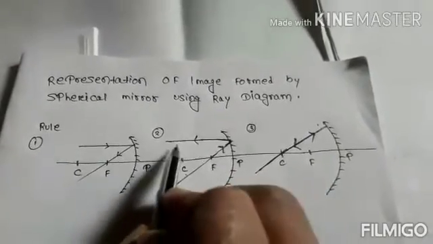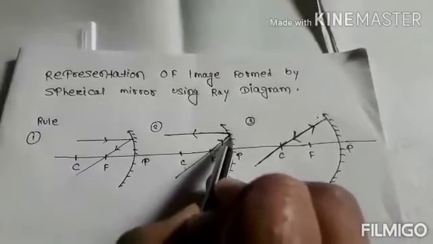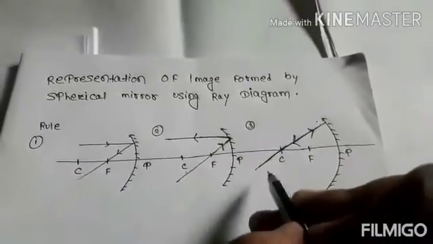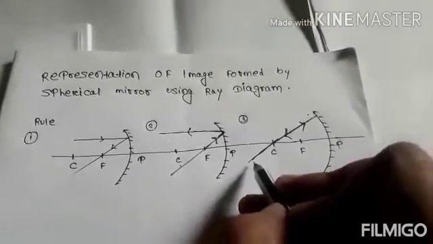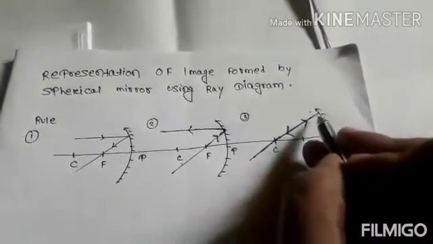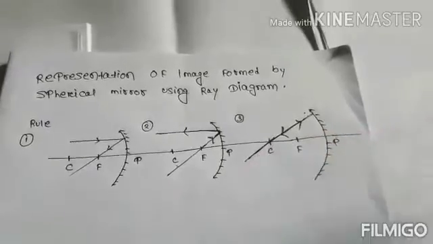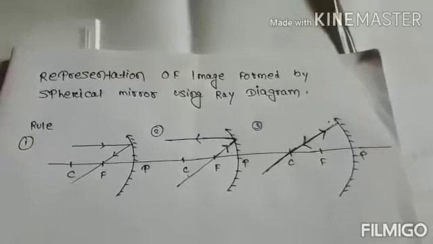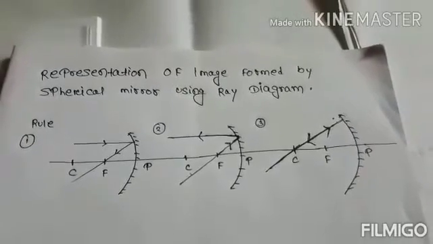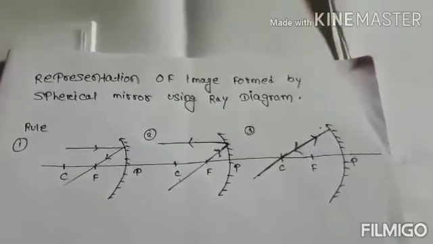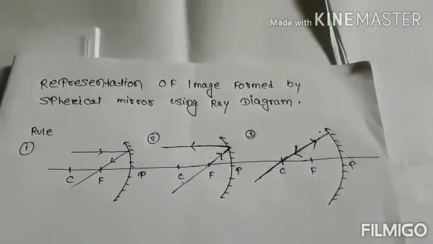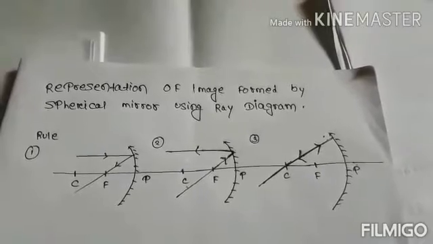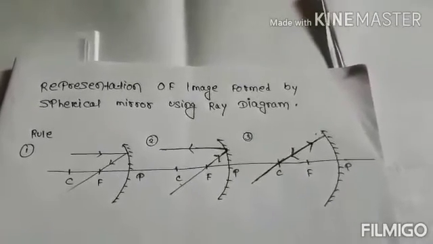Rule number 2: if a ray of light passes through the focus, then after reflection it is parallel to the principal axis. Rule number 3: if a ray of light passes through the center of curvature, then after reflection it returns back in the same path. We know that image is formed where at least two reflected rays meet with each other. There are a number of rays coming from the object, but to draw the ray diagram we have to consider only two rays. Okay, let us draw the diagram.